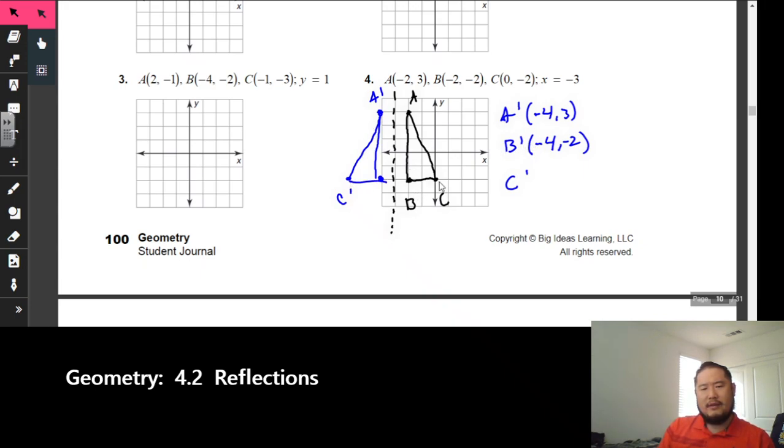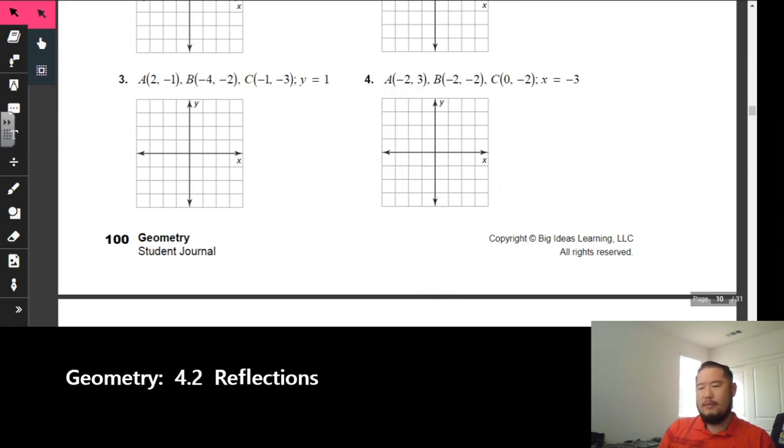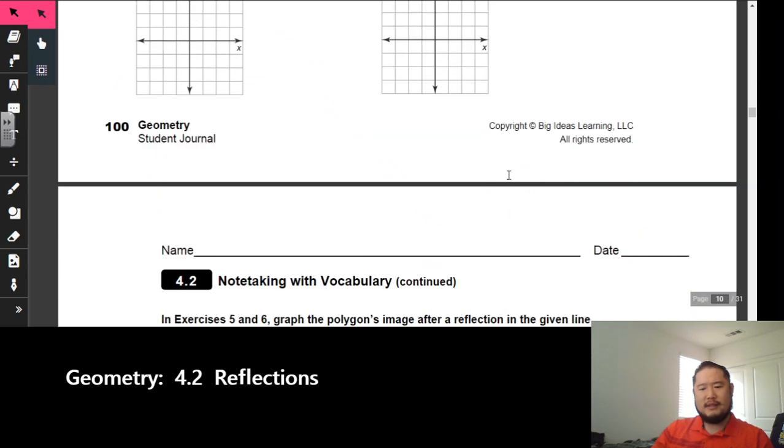And we're going to have to count things out right here. Remember, this is -3, our line of reflection. We got ourselves 3, this -4, -5, -6. Negative 2. And there we have our line of reflection. Okay? Or our pre-image and image points.